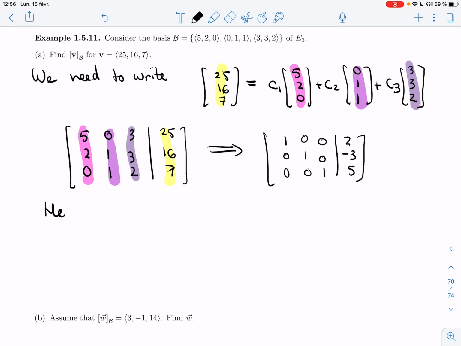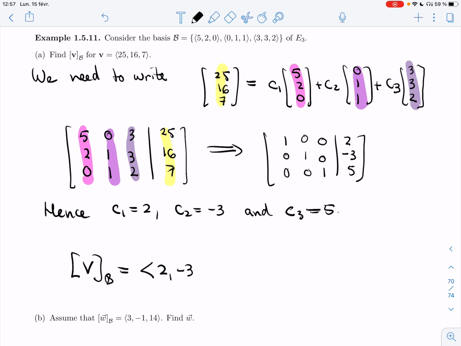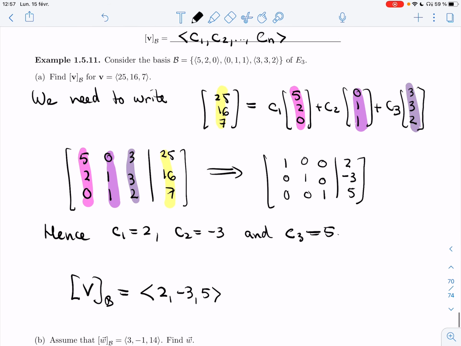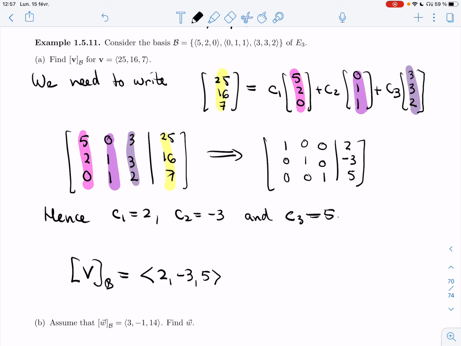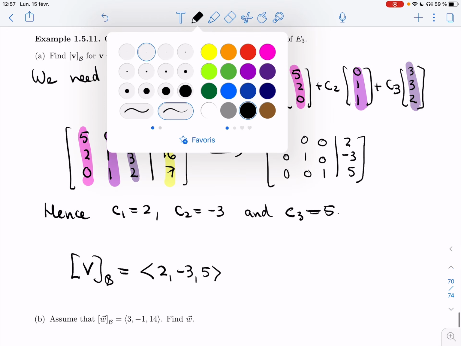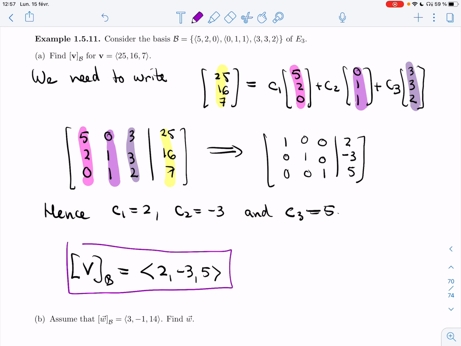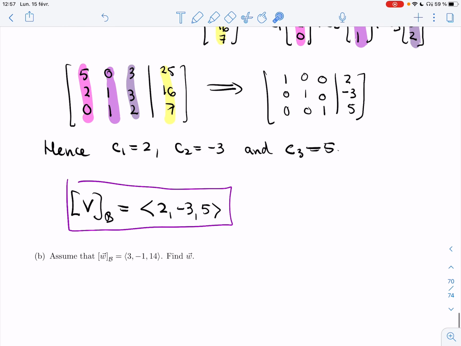And so we have C1 equals 2, C2 equals -3, and C3 equals 5. And so the coordinate vector is (2, -3, 5). All right, so that's how you find the coordinate vector of an element. Now let's try to go the other way. Let's say I give you the coordinate vector of an element and I want you to find w. How would you do it?